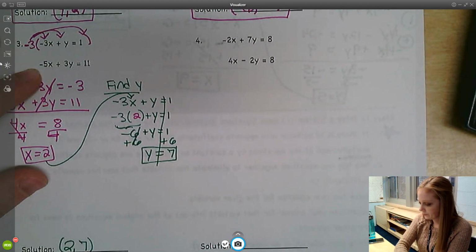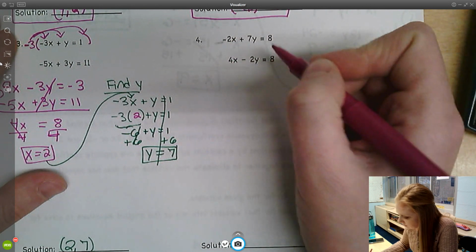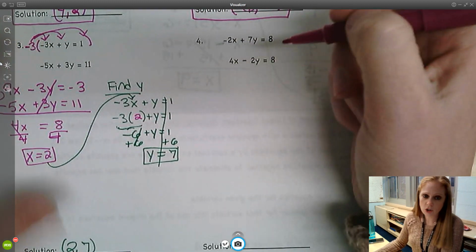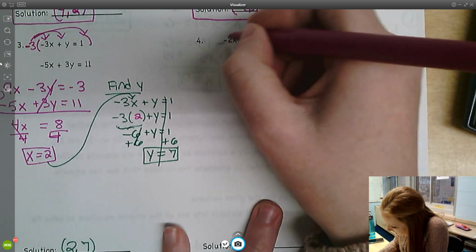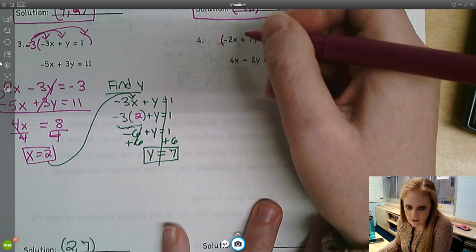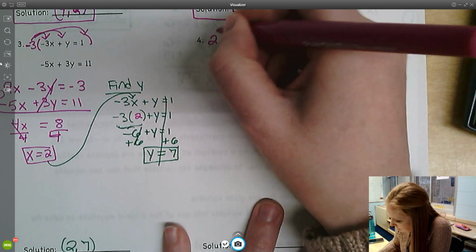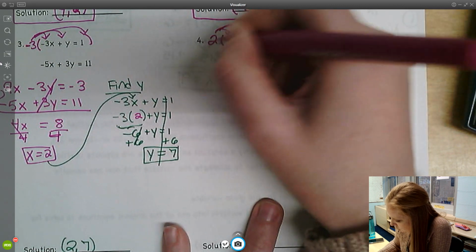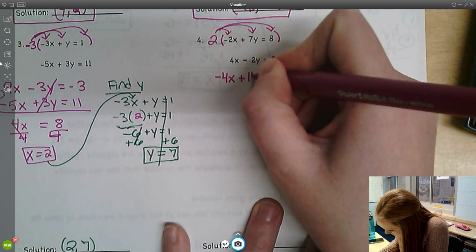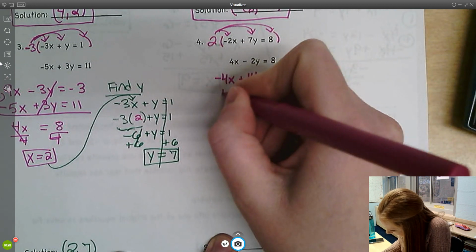Okay, number 4. Let's see, what's going to eliminate? Negative 2x and 4x, 7y and negative 2y. The 7 is kind of intimidating, but this 2 and 4 are easy to work with. I want this term with the x to be negative 4x, and then negative 4x and 4x will cancel. To make this negative 4, I'm going to have to multiply everything by 2. 2 times negative 2 will give me that negative 4x. 2 times 7y is 14y, and 2 times 8 is 16. Rewrite my other equation below it.